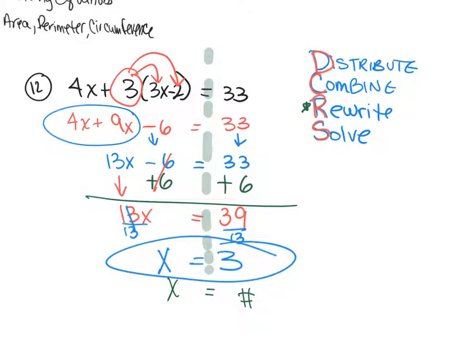Distribute, combine, rewrite, and solve. Where the rewriting is constant, you always rewrite what doesn't change. Number 13 also. So these are the hardest questions of solving equations. If you could do 12 and 13, you could do them all.